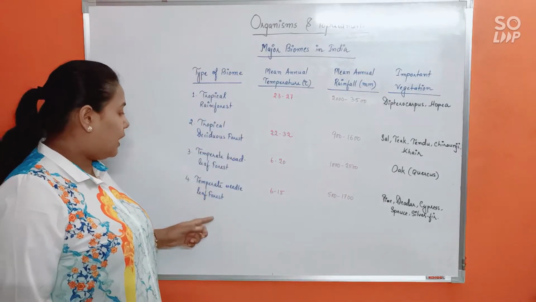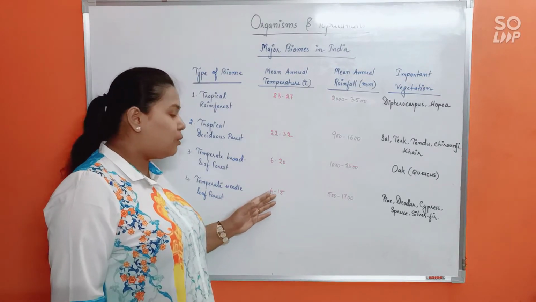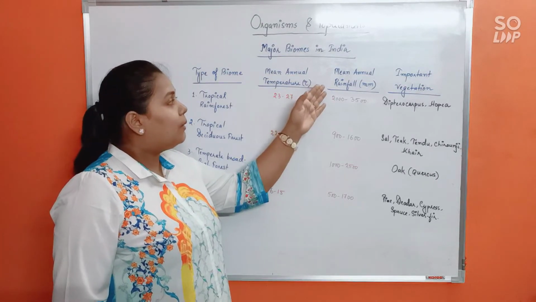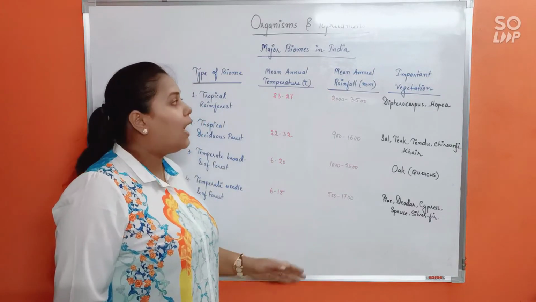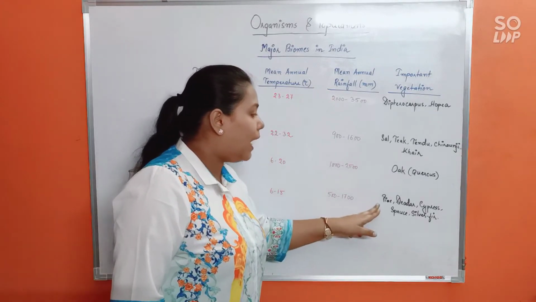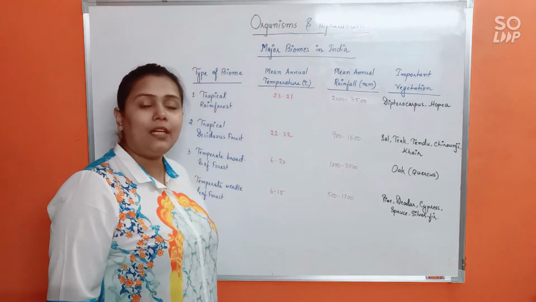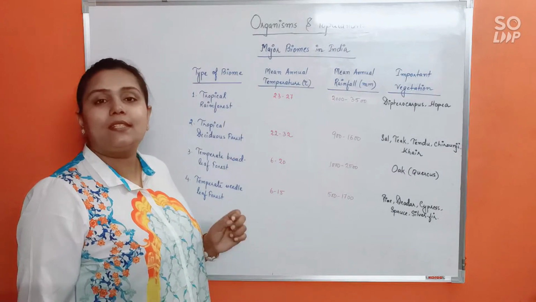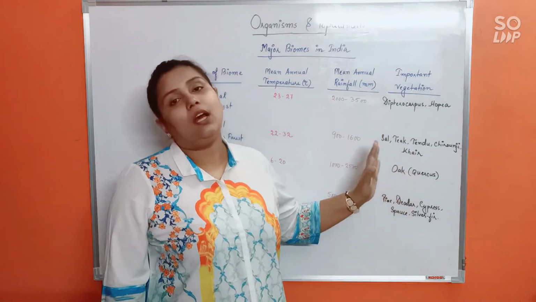Last is temperate needle leaf forest, where the temperature is further lower, 6 to 15 degrees Celsius. Mean annual rainfall would be 500 to 1700 mm, and important vegetation would be pine, deodar, cypress, spruce and silver fir. Alright, so this list is very important as it signifies the major biomes of India. All of you try remembering the examples.